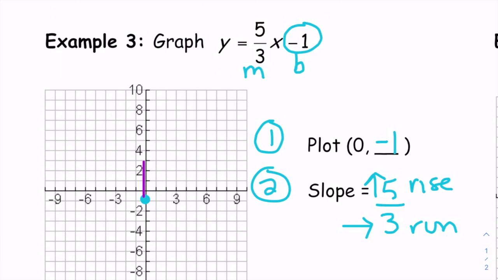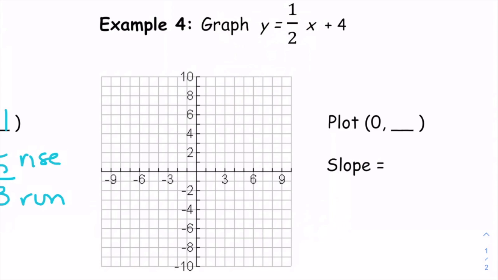1, 2, 3, 4, 5. 1, 2, 3. And repeat the pattern in both directions. It's important to note that the purple lines I drew were just to help me get my slope correct. Those purple lines are not part of the actual line that I'm creating. In fact, I'm going to go back and erase those so we're not confused.